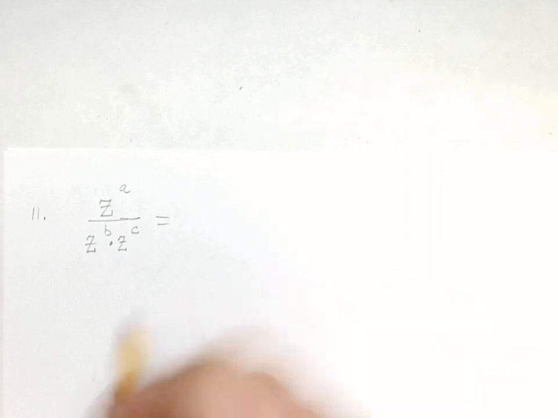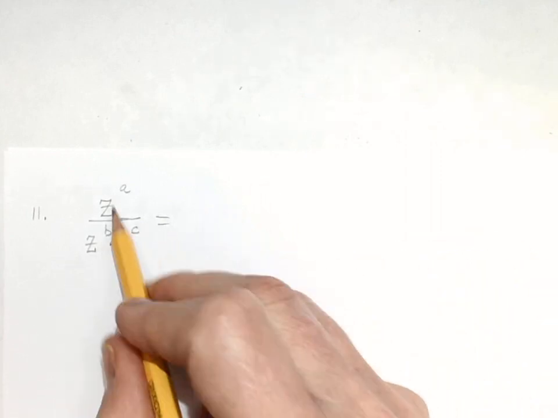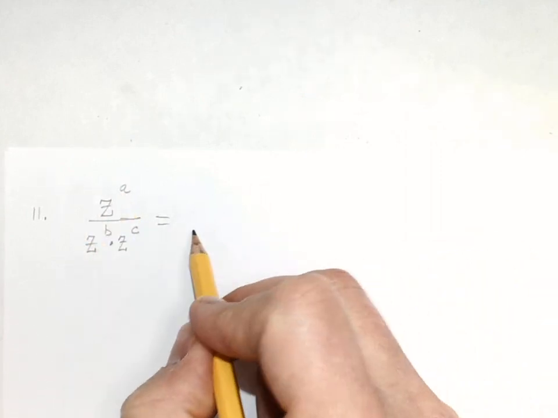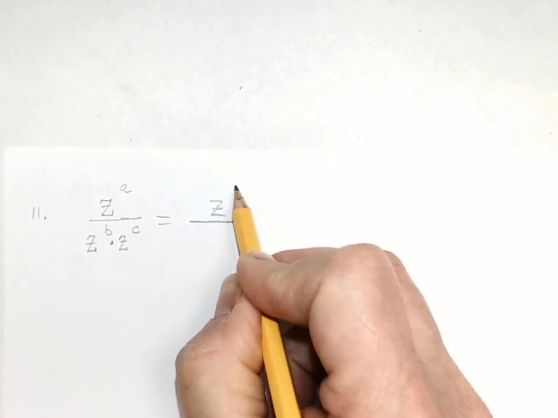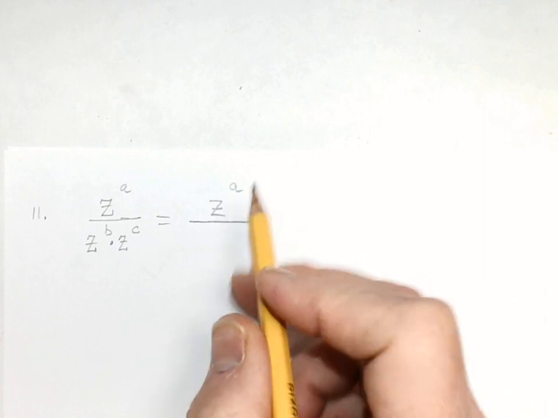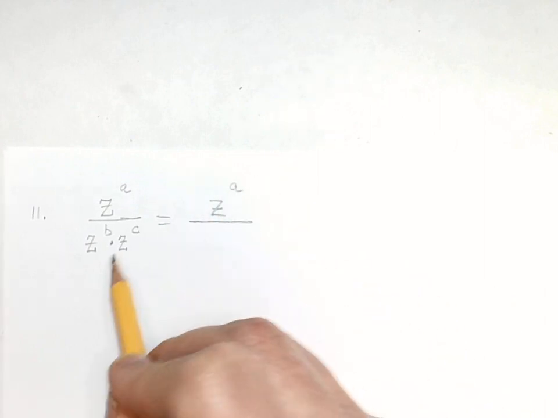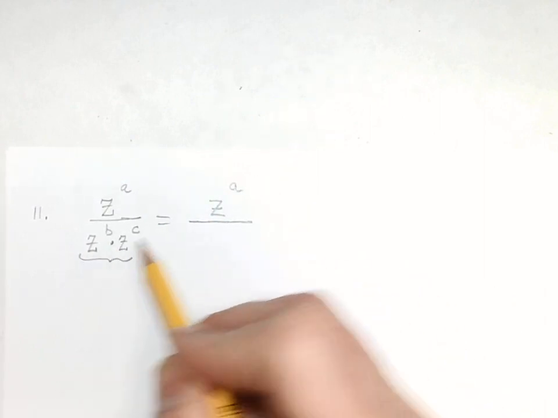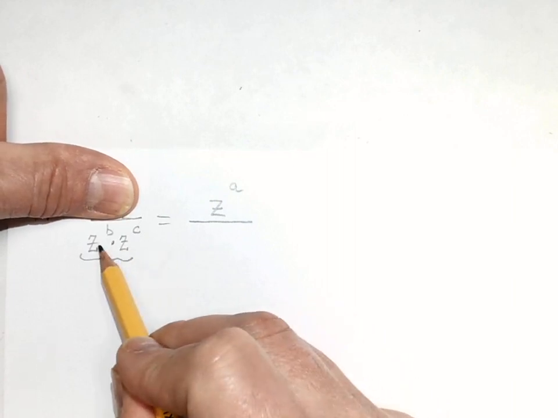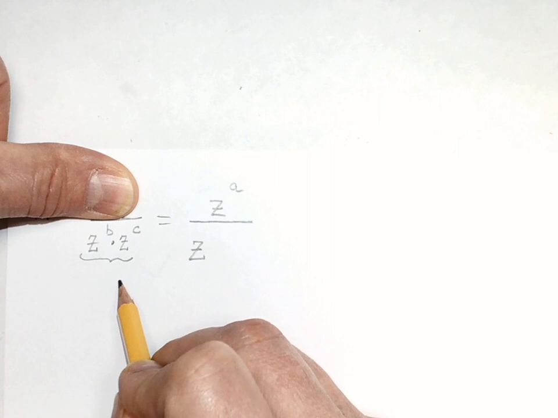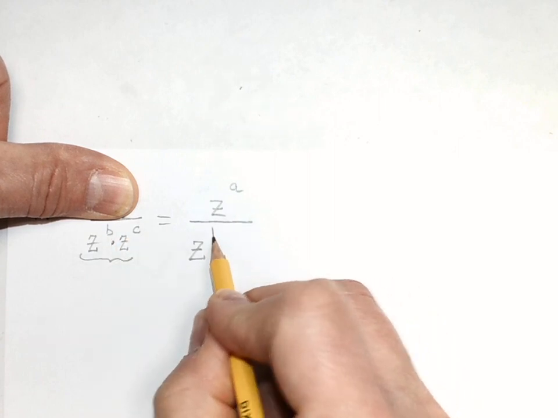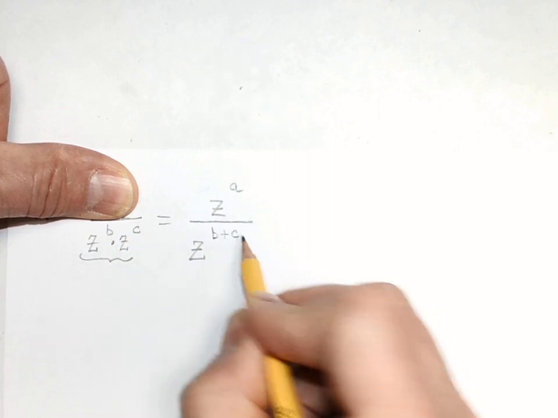All right, number 11 through 15 or whatever is the same thing. Don't freak out. We just have a whole bunch of alphabet soup. We're going to use our rules. The numerator is a single base, so I'm just going to let that guy ride. But if I notice down here, I'm multiplying. If I cover that up, I'm multiplying like bases, so I'm going to do what with my exponents? I'm going to add them, so that's going to be b plus c.